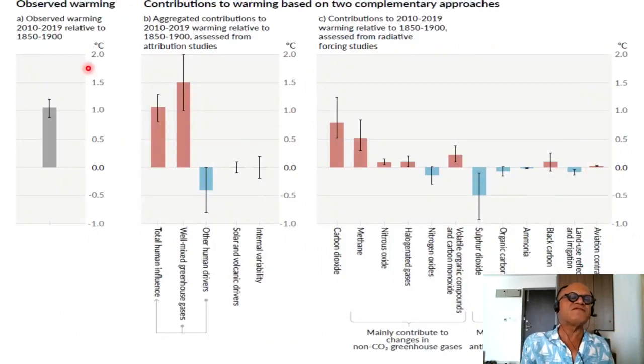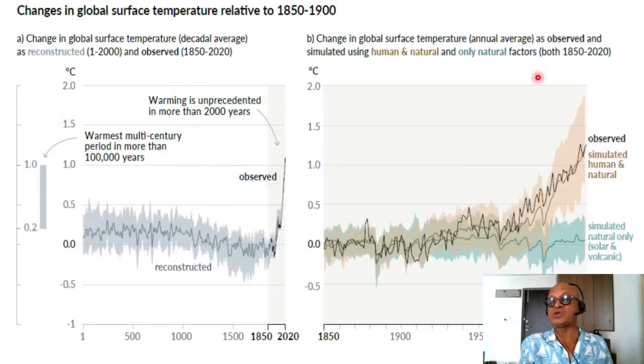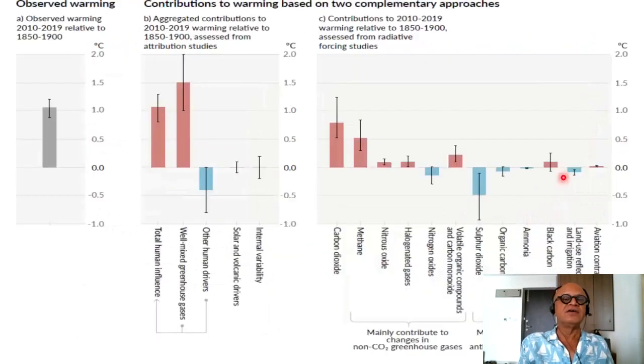So here again, observe the warming 2010 to 2019 relative to 1850 to 1900. So just the last decade. Obviously there has been an acceleration of the warming of sorts, and it's a good decade to use as a baseline of sorts. So here it is of about over 1 degree centigrade with some range of error or standard deviation, you can think of that way.